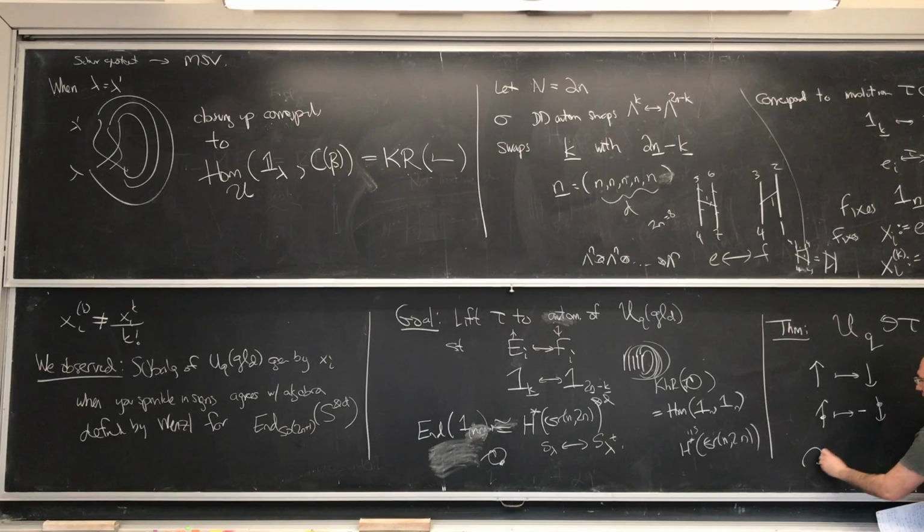It sends a cap to plus or minus a cap with reversed orientation, and it sends a crossing to plus or minus the reversed crossing. And these signs depend on the ambient weights. And if you know this calculus, you know what I'm talking about. And if you don't, you'll just accept this, okay?